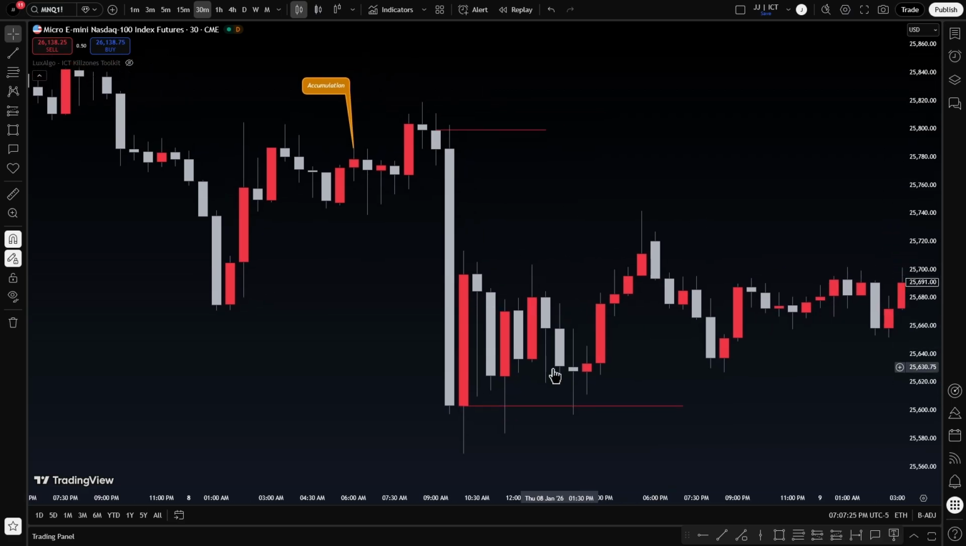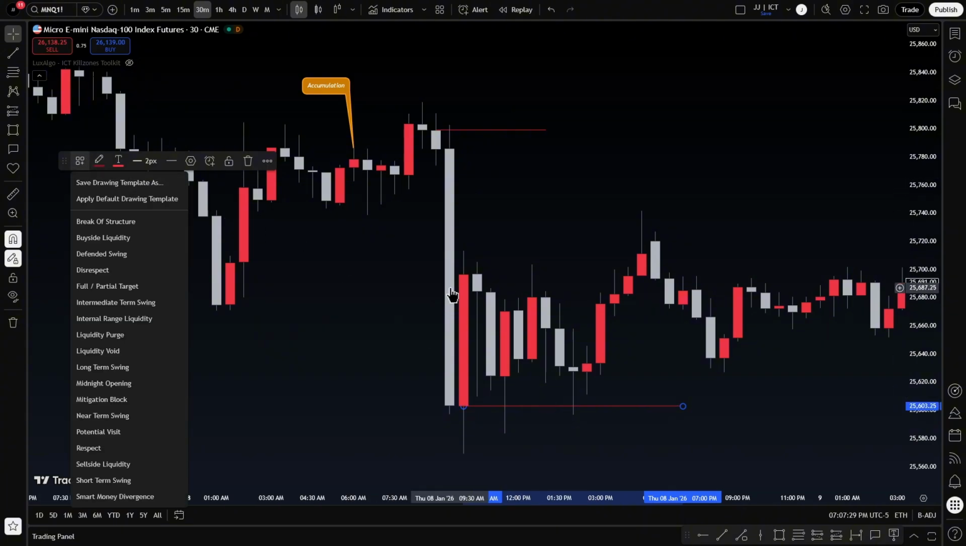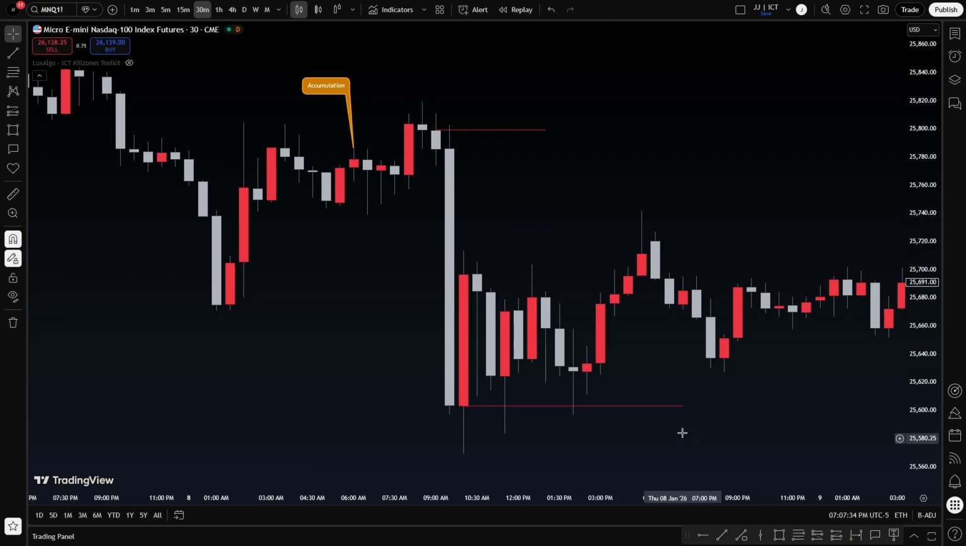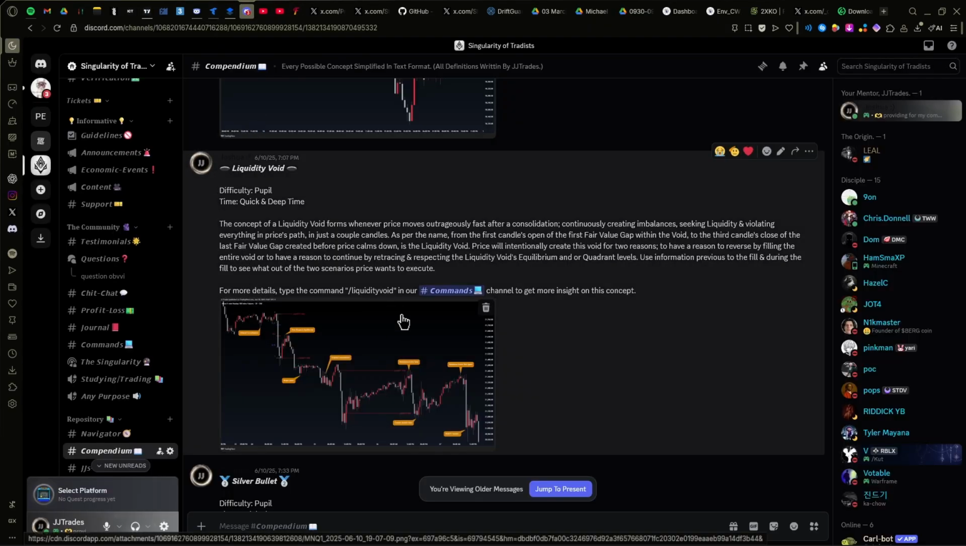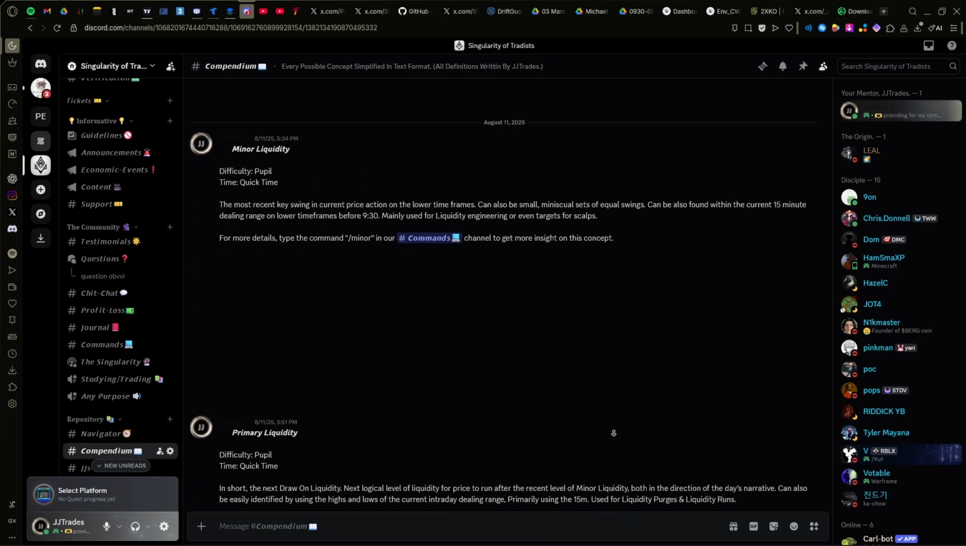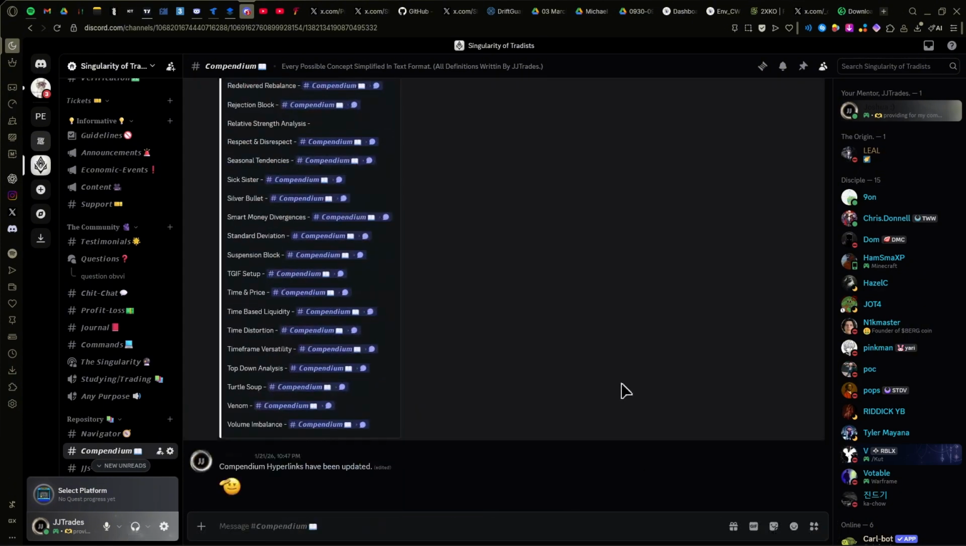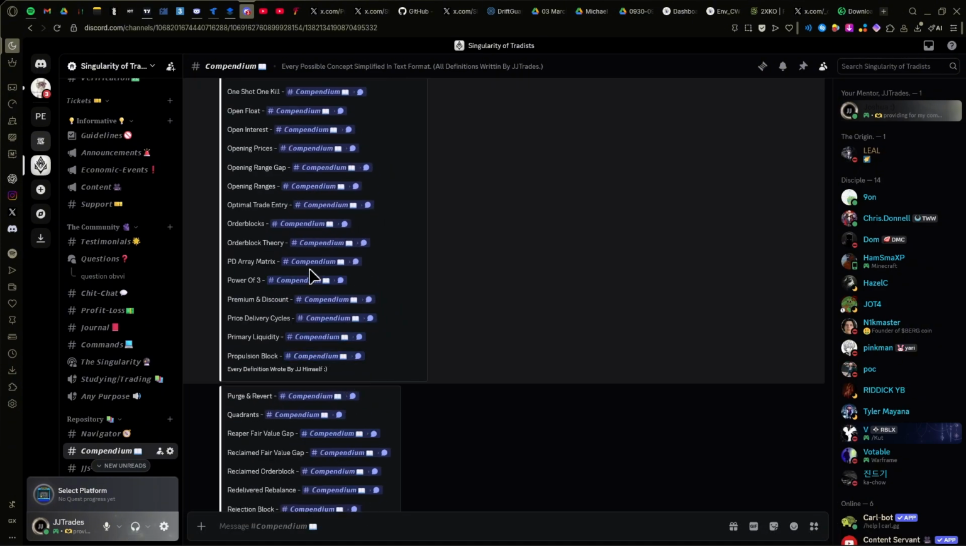This is the entire liquidity void right here, in which liquidity voids, I forgot to mention this because I was explaining that so much. I went on that rant for like 7 minutes, but this is good knowledge. Liquidity voids, I think, are the third strongest PD array from what I know. Let me go to the compendium. Remember, use this, people. I didn't make it for no reason. Where's my PD array matrix? Here we go.